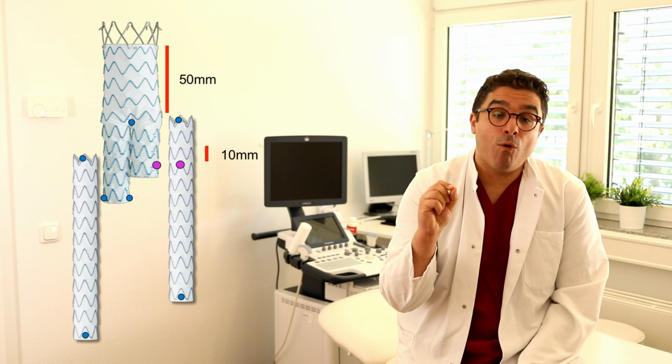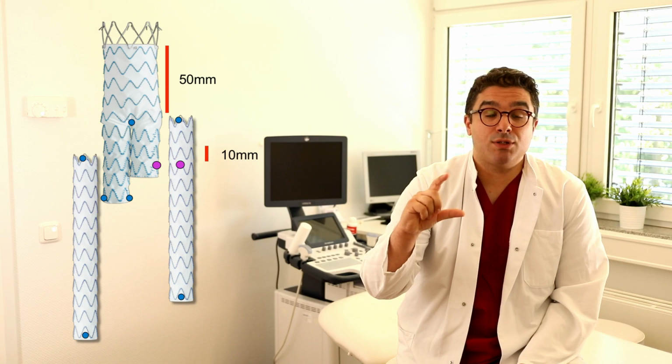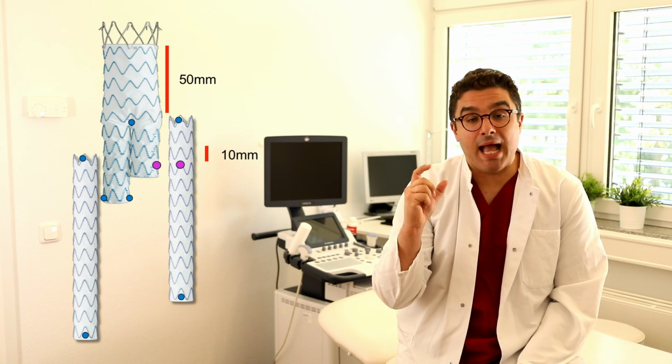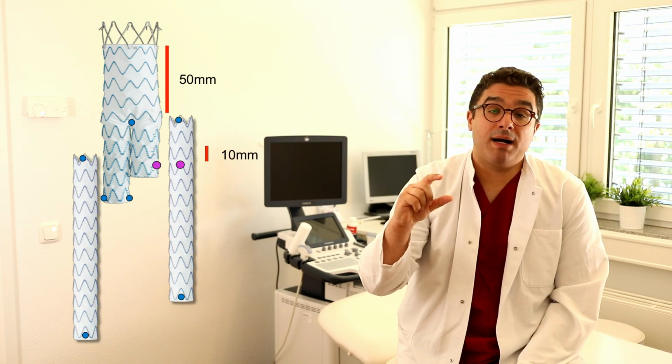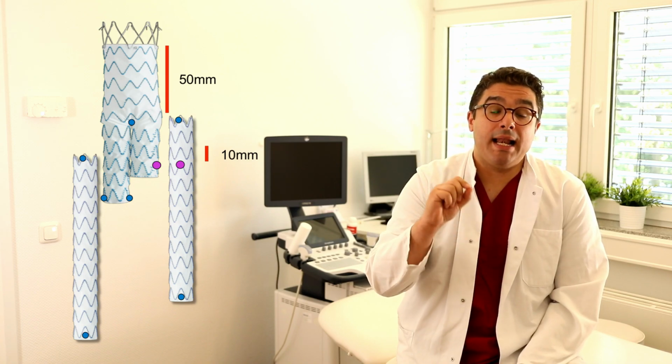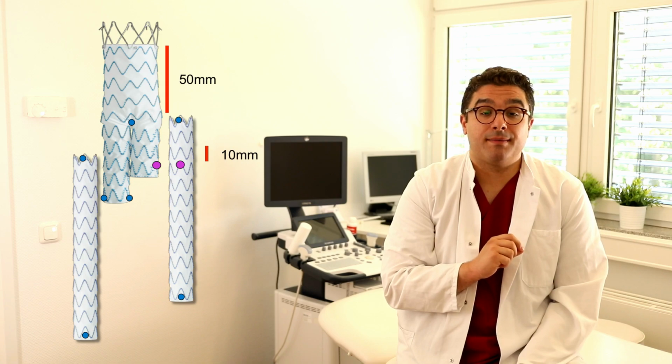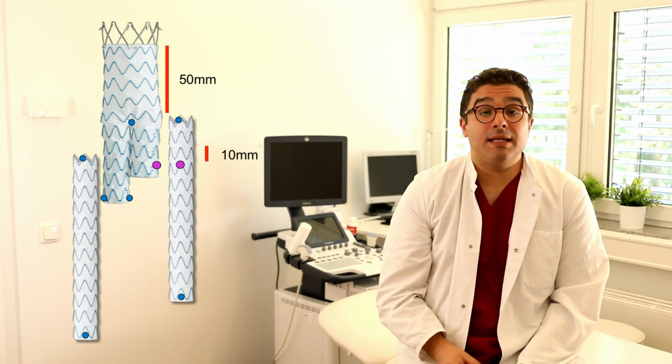The maximum of overlapping between the limbs of the main body and the iliac limbs should be 3 stents, and the main body has always a length of 50 millimeter. Each stent of the limbs is about 1 centimeter.